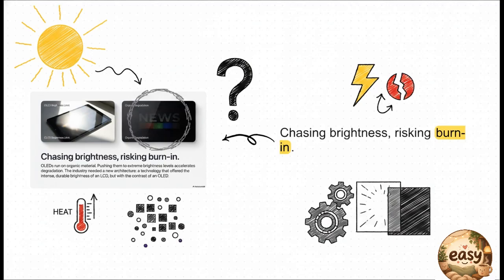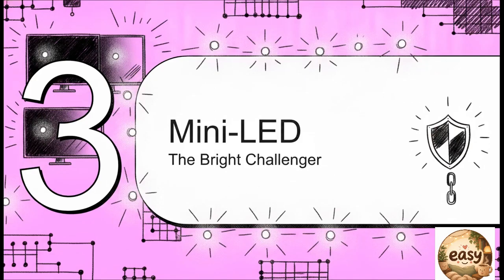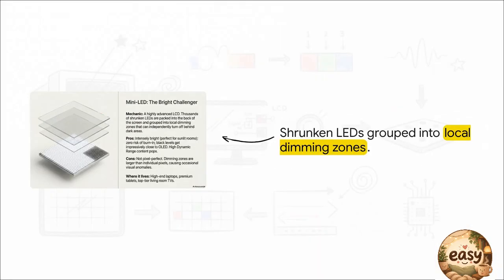We call that burn-in. So the industry needed a new architecture, something with the intense, durable brightness of an LCD, but the incredible contrast of an OLED. Enter section 3, mini-LED, the bright challenger. Mini-LED is a robust, modern compromise designed specifically to solve OLED's burn-in vulnerability while finally fixing the original LCD's contrast issues.